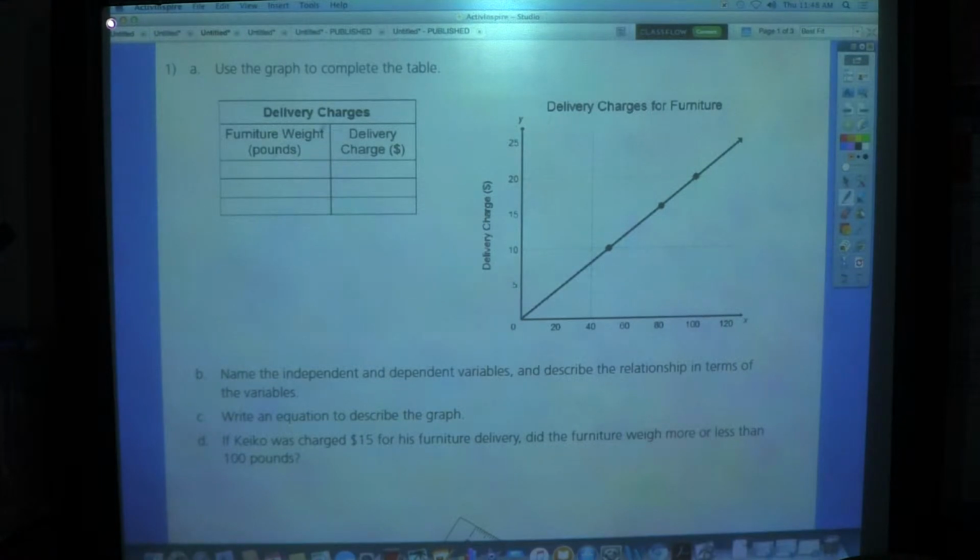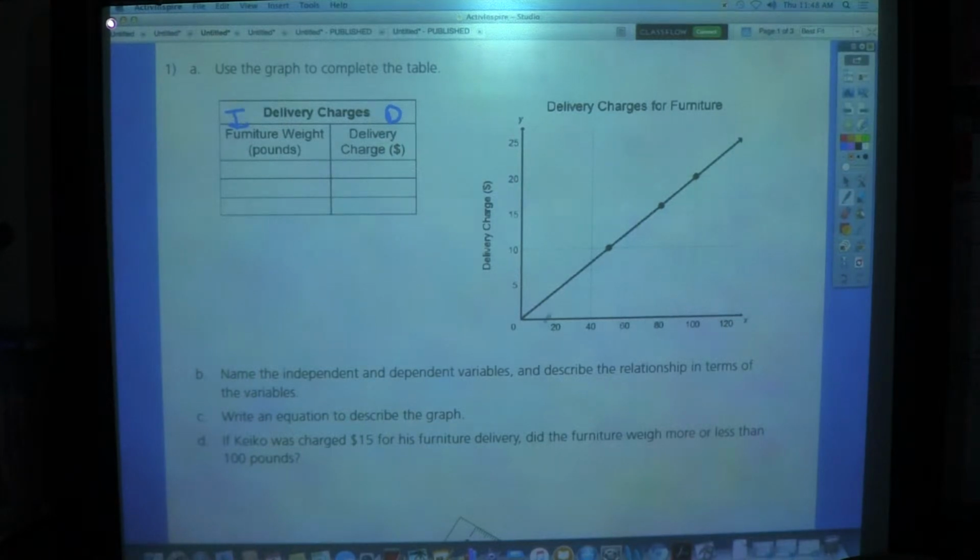and this is the graph that we're going to base our values on. Now, we learned this very recently, that anytime you have a dependent value, it's going to be on the y-axis. And our dependent value here is going to be the delivery charge. I'm going to go ahead and put a D here because the dependent variable, in this case the delivery charge, is dependent on the weight in pounds of the furniture. And this is our independent variable, and it's always going to be plotted on the x-axis.